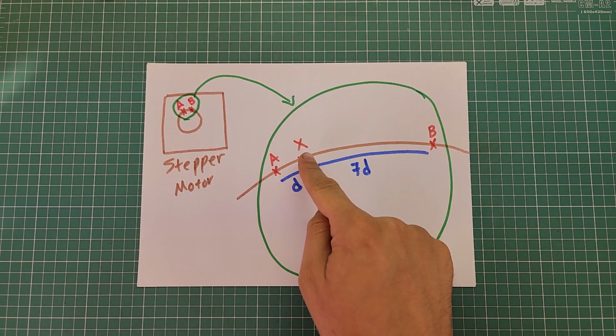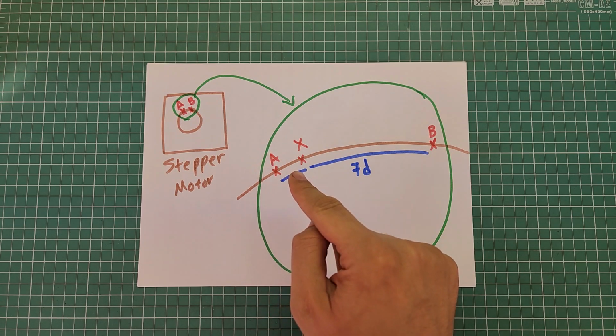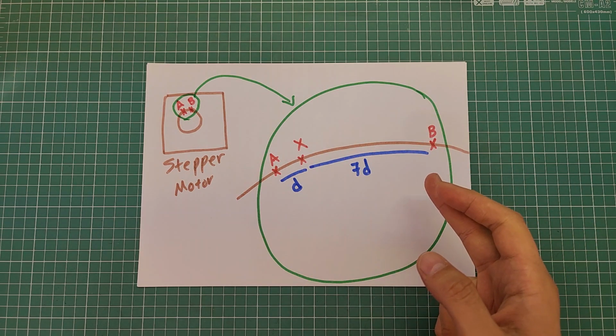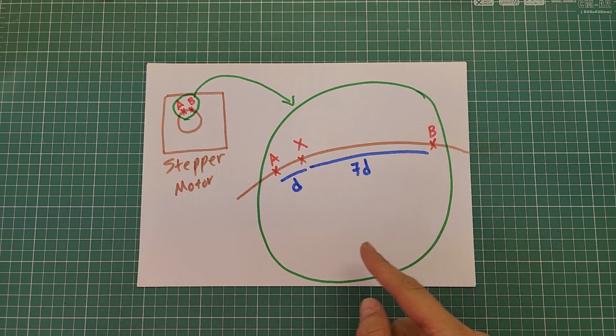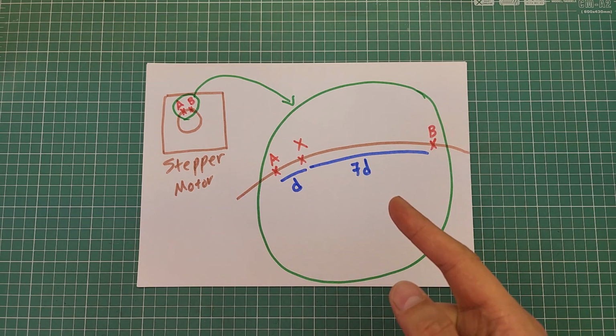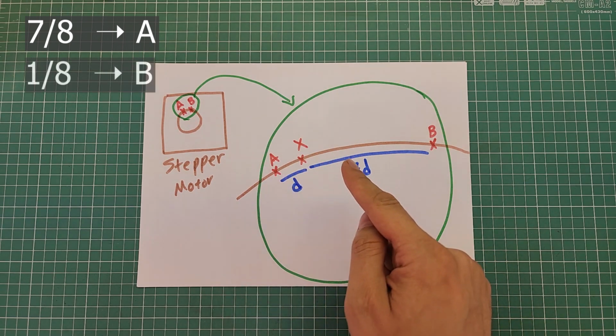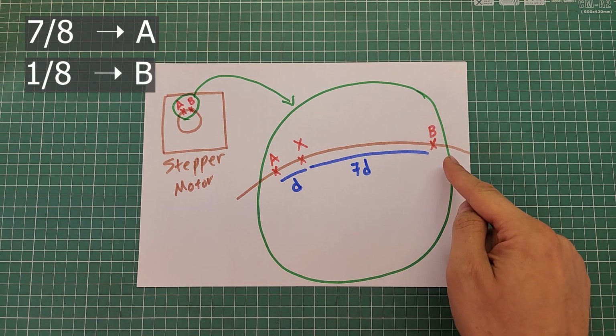Here is the point X. The distance between point X and point A is D, and the distance between point X and point B is 7 times D. Suppose that you want to hold the shaft on point X, then you have to apply 7/8 of the motor voltage to winding A and 1/8 of the motor voltage to winding B. The theory is really simple, but there are two main problems in real-world projects. The first problem is to find the best and most efficient method to control the voltage or current on each winding wire.